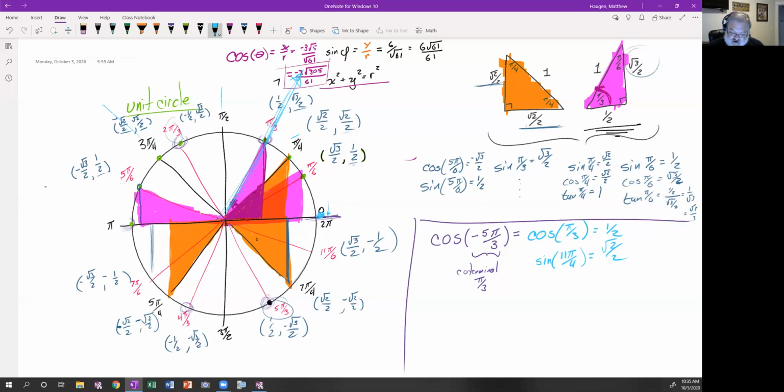Okay, I got another question for you here. What is the sine of pi over 2? Because technically pi over 2 is one of our standard angles.